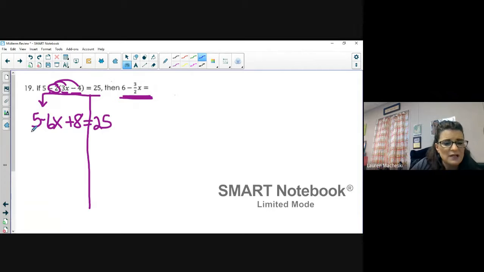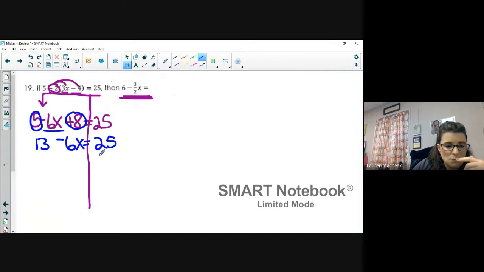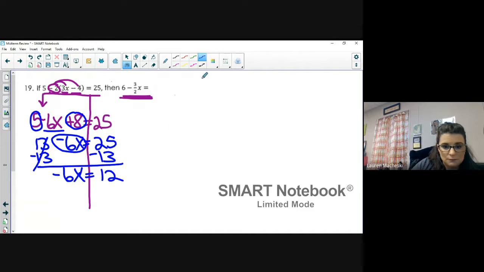Looks to me like on the left side, I still have some like terms. So do what it says. 5 plus 8 is 13. And then 13 minus 6x equals 25. I can't touch -6x until I get rid of 13. So subtract 13. So -6x equals 12. To finish getting x by itself, divide by -6.